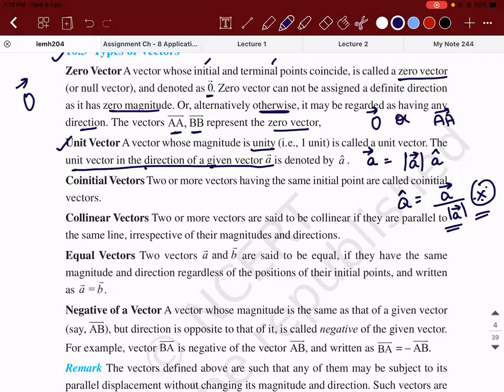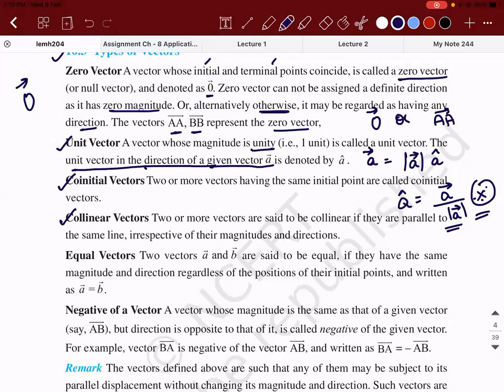So the next type of vectors are co-initial vectors. Co is same, initial is starting. So if two vectors have the same starting point, then those two vectors are said to be co-initial vectors. Okay. Collinear. Co is same, linear is straight line.